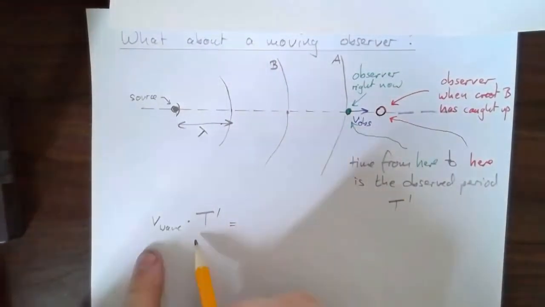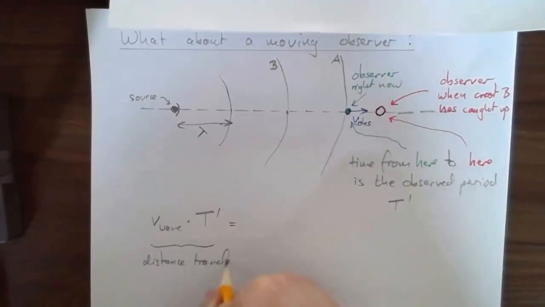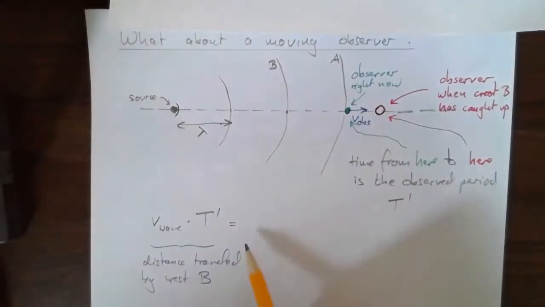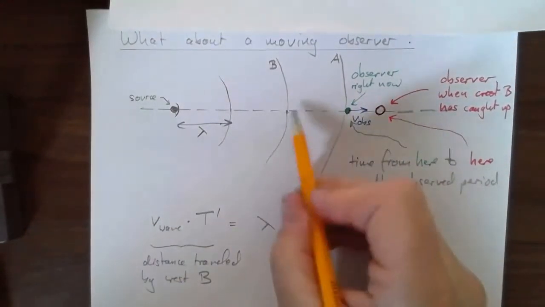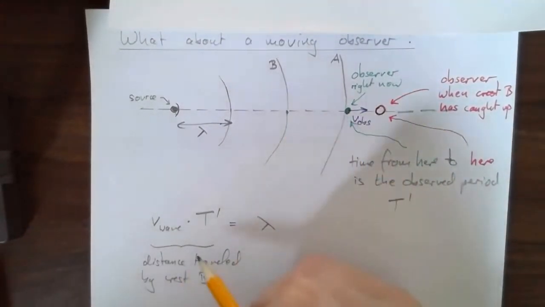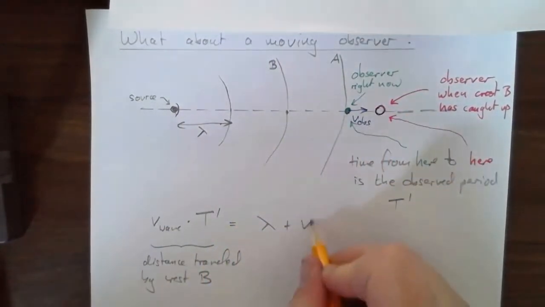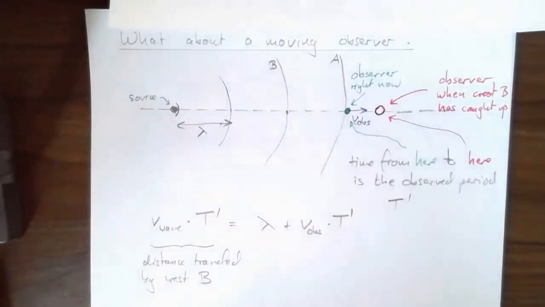right, that's the distance traveled by wave crest B. You write this down: distance traveled by crest B. I hope that makes sense to you. That's equal to one wavelength, from here to here, plus the distance traveled by the observer. That's, of course, just V observer times t prime.